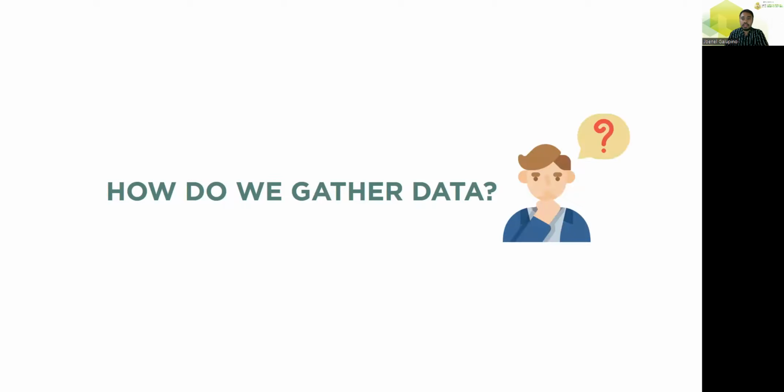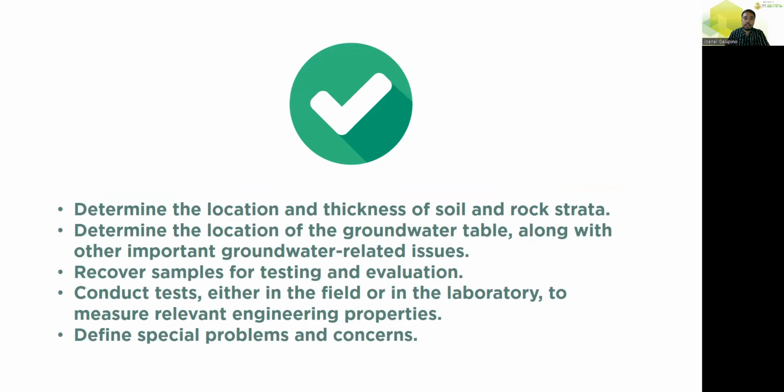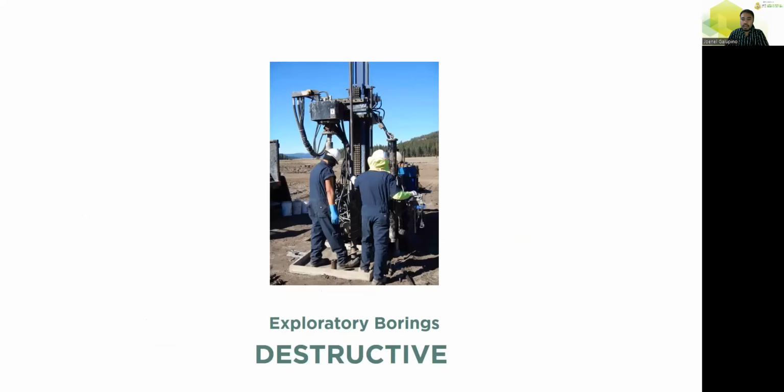In gathering the subsurface condition of a location, we need to determine the location and thickness of soil and rock strata. We need to determine the location of groundwater table, along with other important groundwater-related issues. We need to recover samples for testing and evaluation. We need to conduct tests either in the field or in the laboratory to measure relevant engineering properties. And we also need to define special problems and concerns. The most common method of exploring the subsurface condition is to drill a series of vertical holes in the ground.